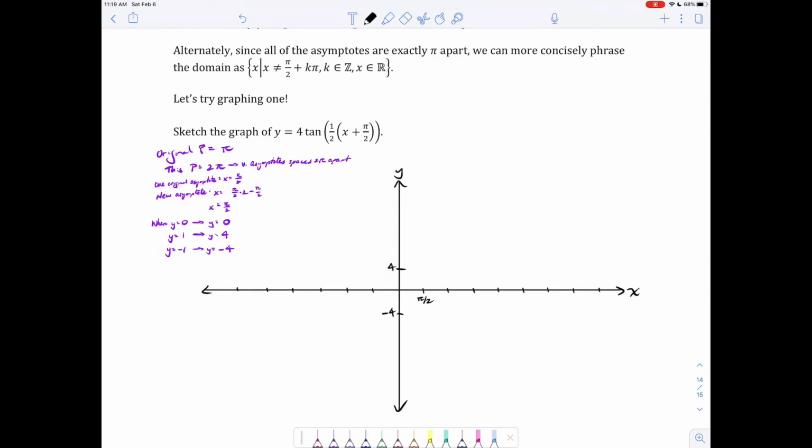And from here, we are essentially plotting points. I like to start with the asymptotes and go from there. I know I have an asymptote at x equals pi over 2. So I'm going to draw that in.